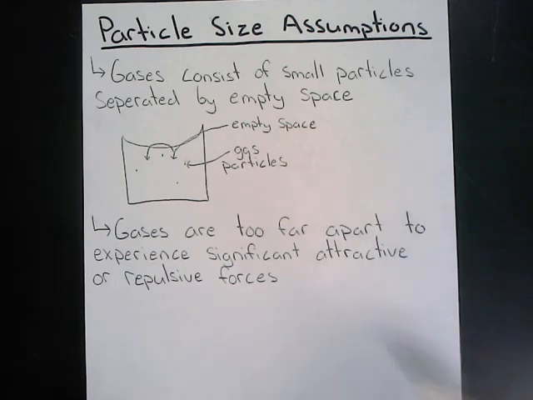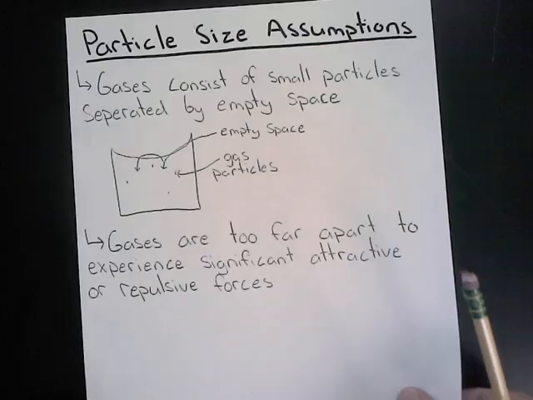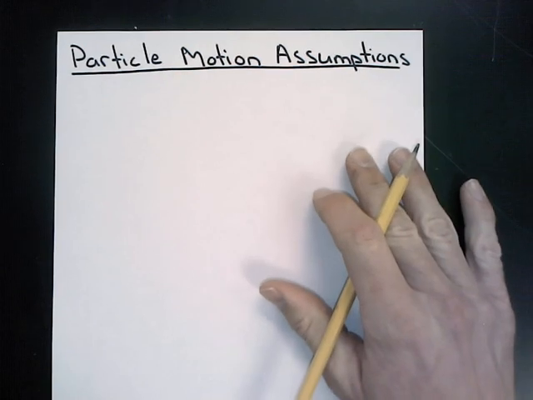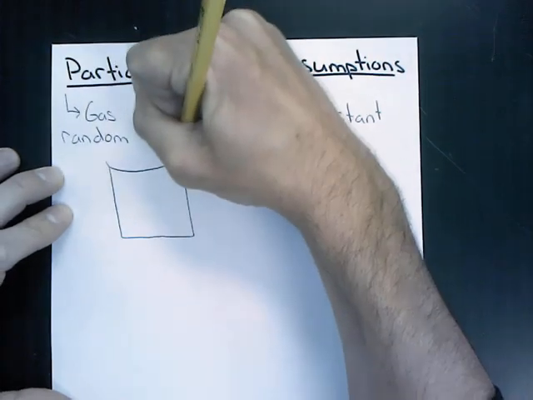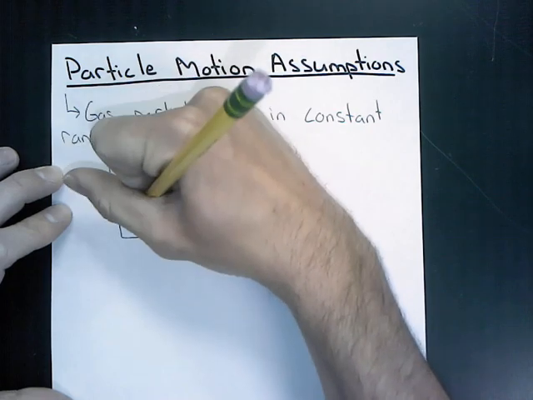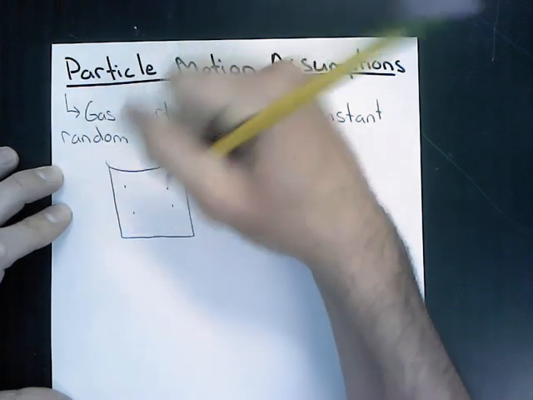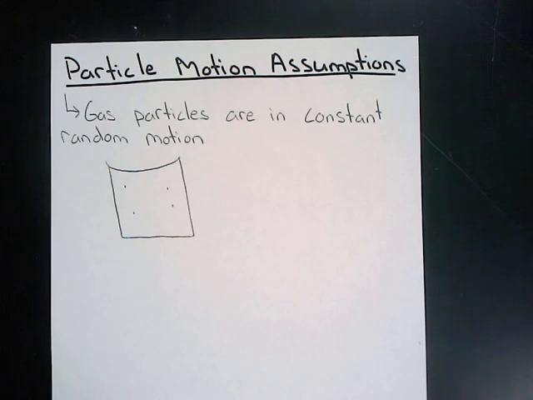Now, let's turn our attention to the particle motion assumption. The particle motion assumption of the kinetic molecular theory says that gas particles are in constant random motion. If we go back to our picture here, we have our glass container, and it contains some gas particles. With a different colored pen, I can show you that these gas particles are always moving in this constant random motion.